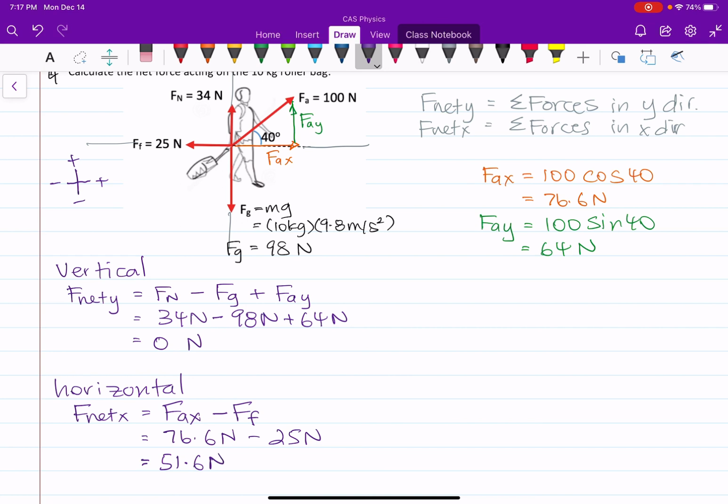So that becomes my net force in the x direction, F net x. Okay, so then what we want really is F net, the resultant. But since the vertical is 0, then my F net, it's the triangle, right? But in this case, the y component is 0. So F net is just going to equal 51.6 newtons. And you could say to the right because it's pointed directly to the right.